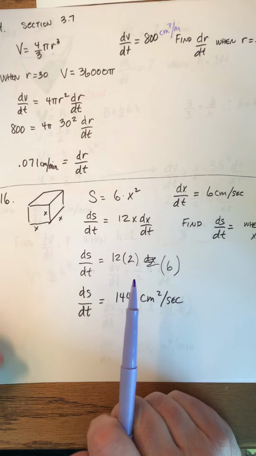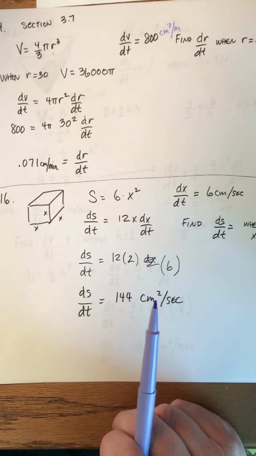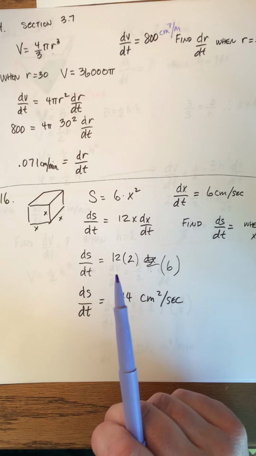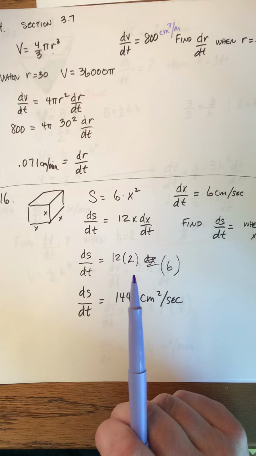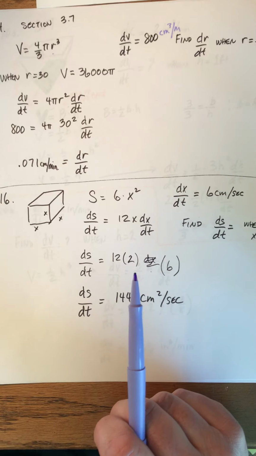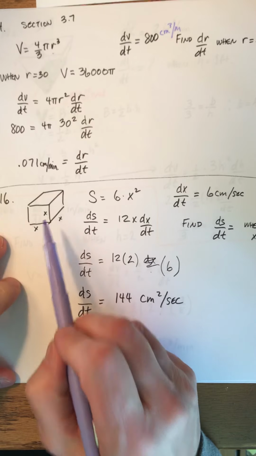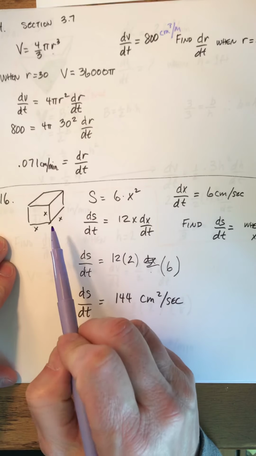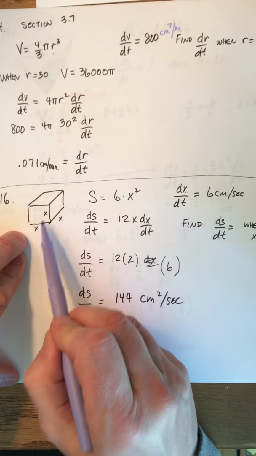The next problem is 16. And 16 says that all of the edges of the cube are expanding at a rate of 6 centimeters per second, and how fast is the surface area changing at the precise time when the edge is 2? So I drew myself a box. First thing maybe I should have put on that list is to draw a picture. I drew a box where it's a cube, so all the sides are the same.